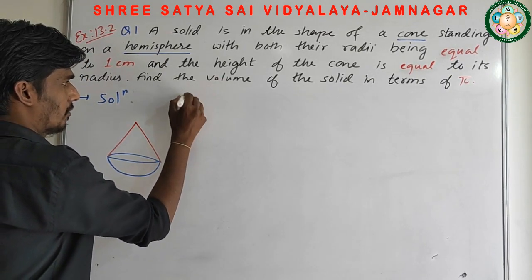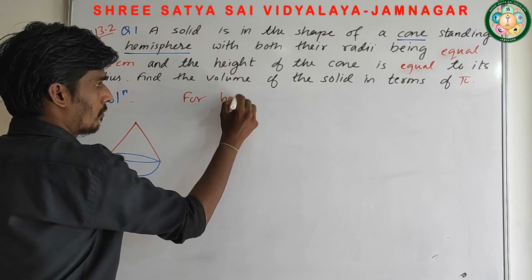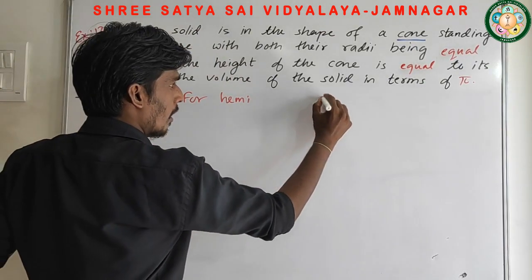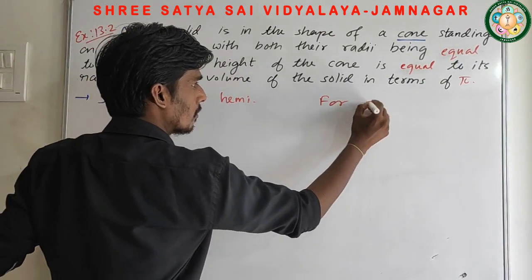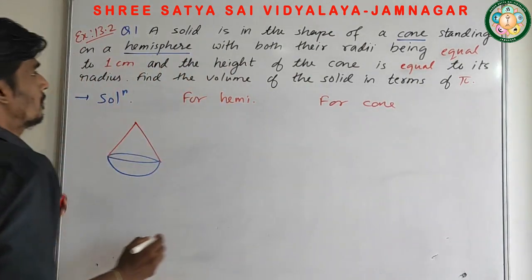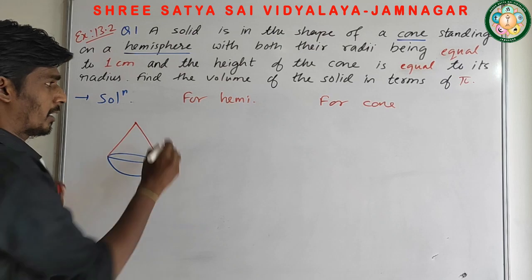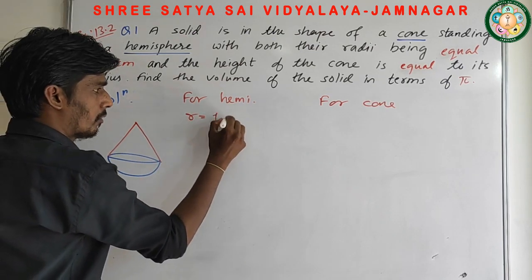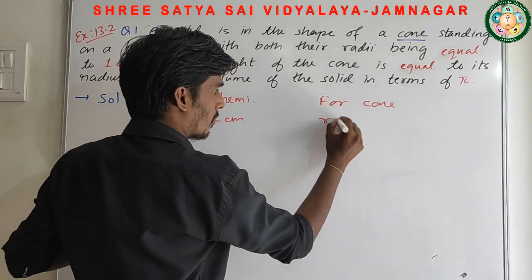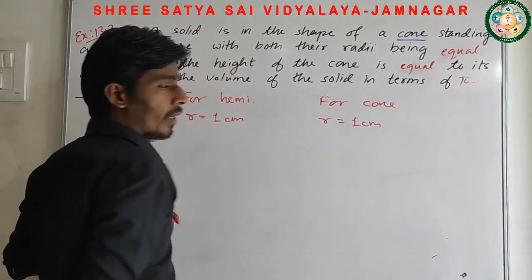So we can write here for hemisphere and for cone, the radii being equal to 1 centimeter. It means radius of this is what? 1 centimeter. Radius of this is also 1 centimeter.